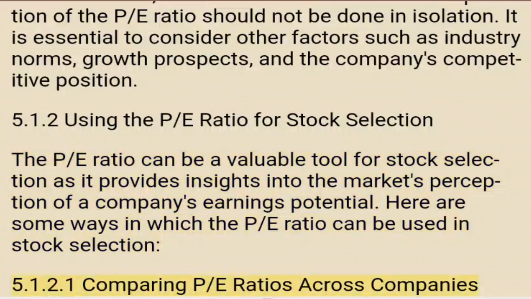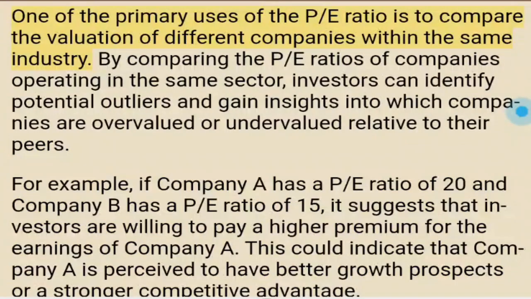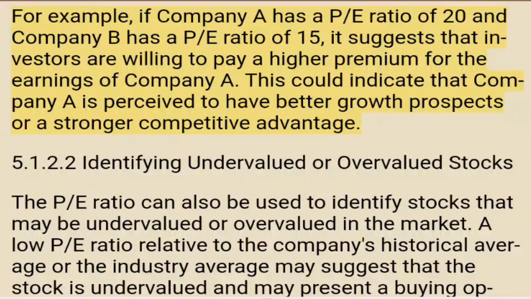5.1.2.1 Comparing P/E ratios across companies. One of the primary uses of the P/E ratio is to compare the valuation of different companies within the same industry. By comparing the P/E ratios of companies operating in the same sector, investors can identify potential outliers and gain insights into which companies are overvalued or undervalued relative to their peers. For example, if Company A has a P/E ratio of 20 and Company B has a P/E ratio of 15, it suggests that investors are willing to pay a higher premium for the earnings of Company A. This could indicate that Company A is perceived to have better growth prospects or a stronger competitive advantage.